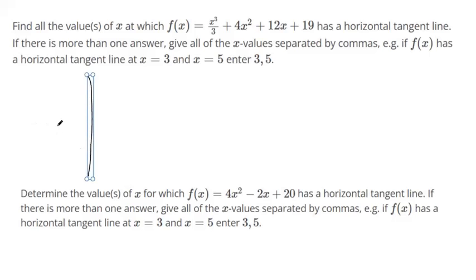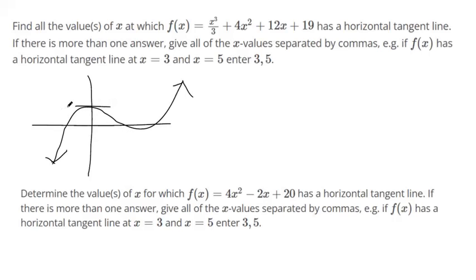A horizontal tangent means a horizontal line that's tangent to a graph. So let's say this is a graph of our function. This is a tangent line right here, touching at only one place. But it's not horizontal. So this is what they're looking for, where a tangent line is perfectly horizontal.